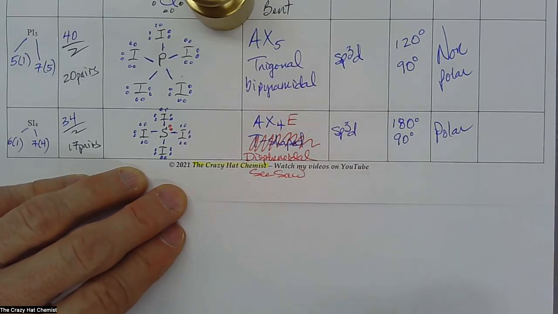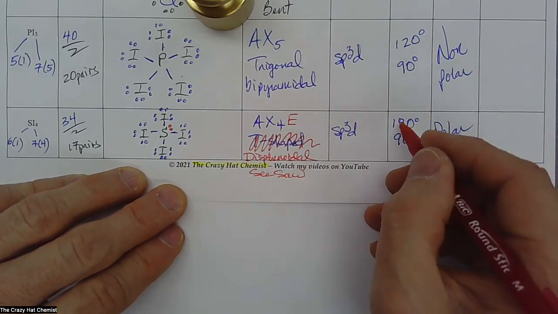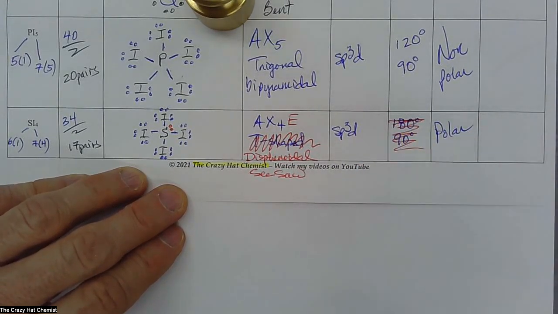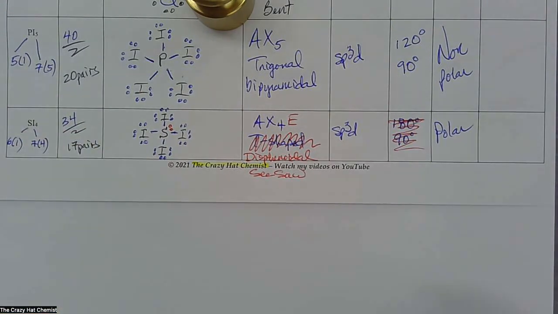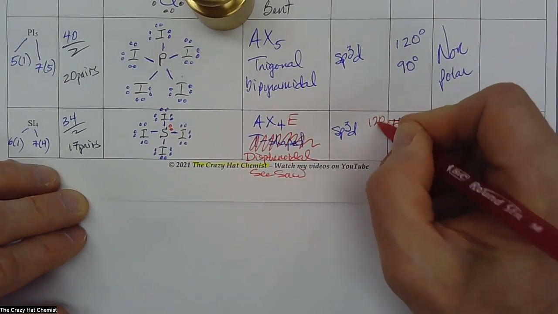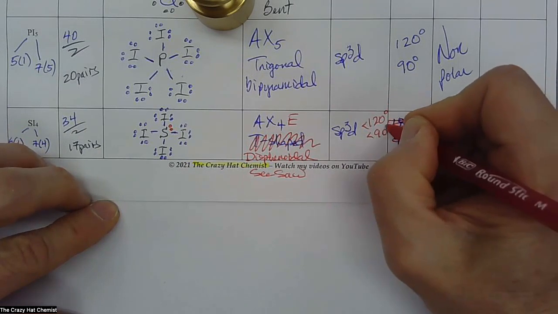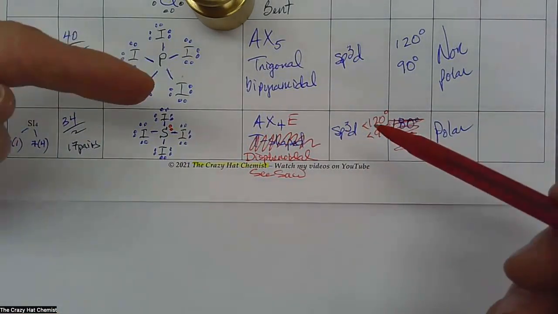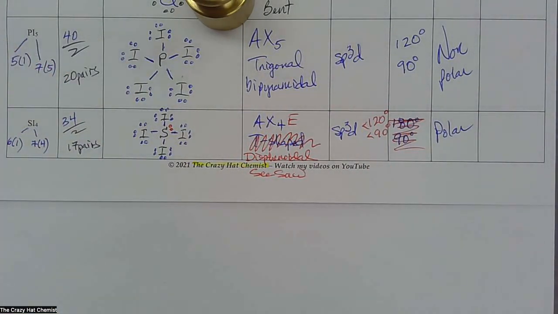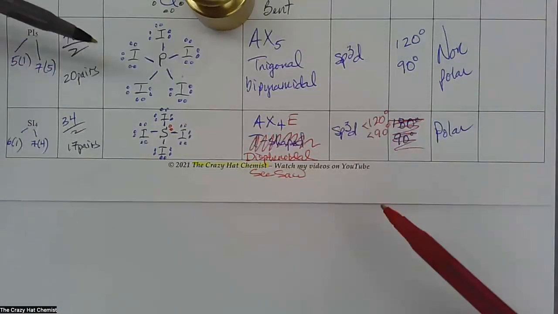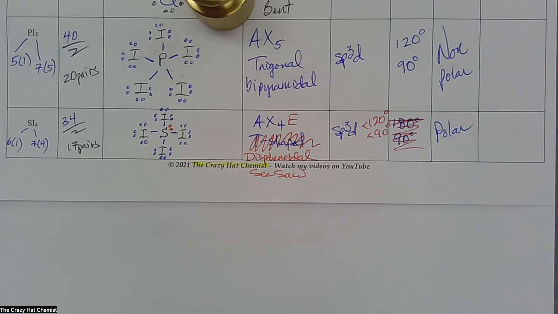And disphenoidal seesaw is certainly not 180 and 90. It is polar. It is sp3 hybridized, so at least I got that part right. But the bond angles are 120 and 90 and less than those. Okay, so correction. Make sure you get this correction right there. Go back to that one, por favor. I am so sorry that I messed that up.